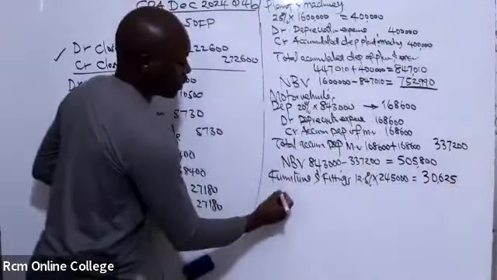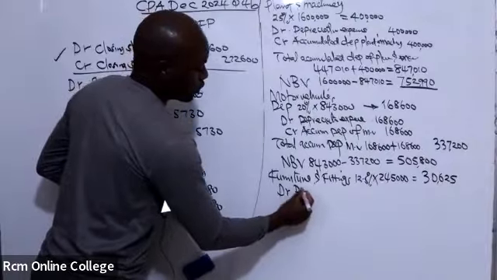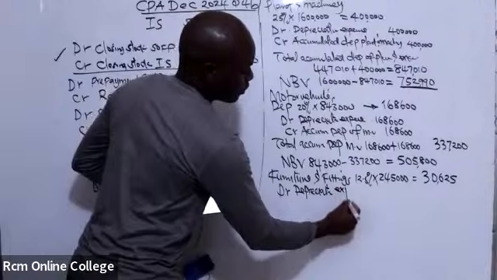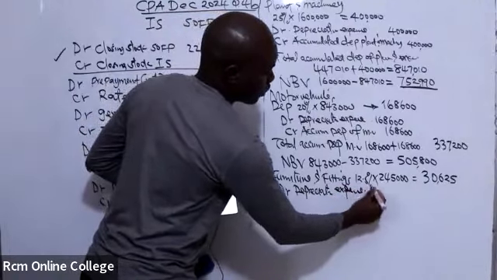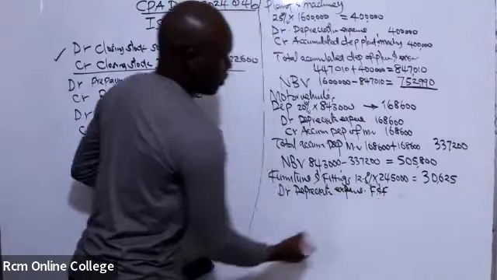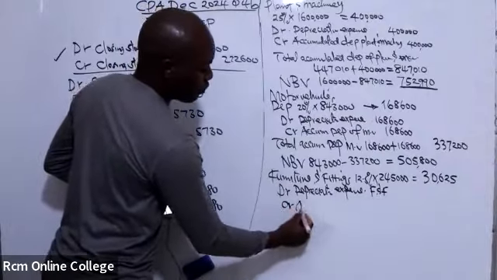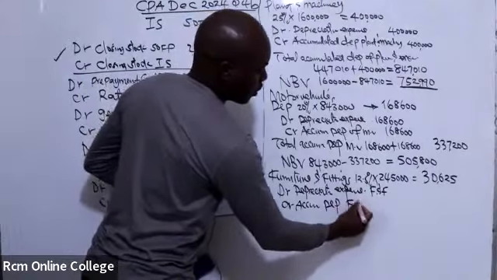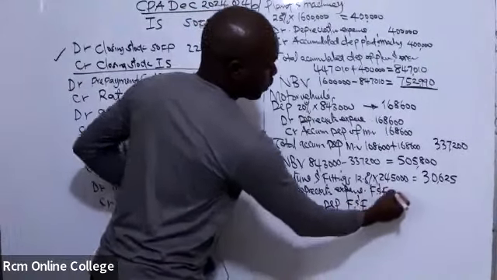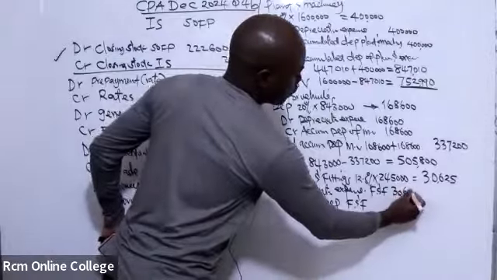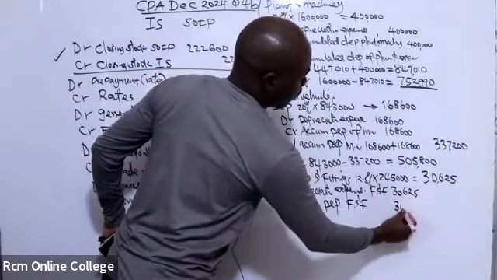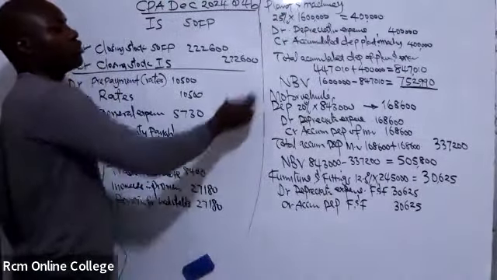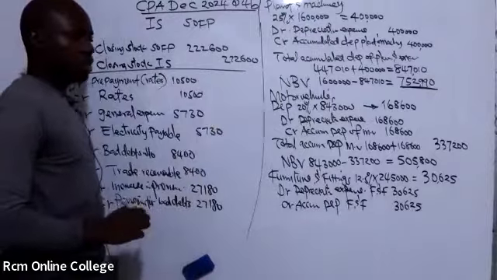30,625. So we're supposed to debit depreciation expense for furniture and fittings. Then we credit accumulated depreciation for furniture and fittings with the same amount, 30,625. Having done that, we need to get total accumulated depreciation.